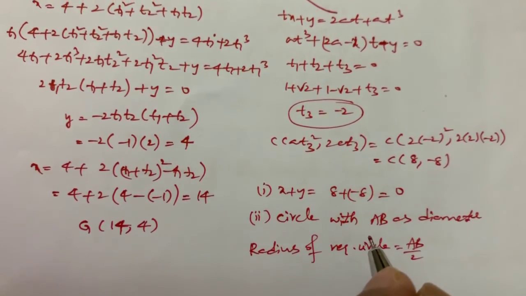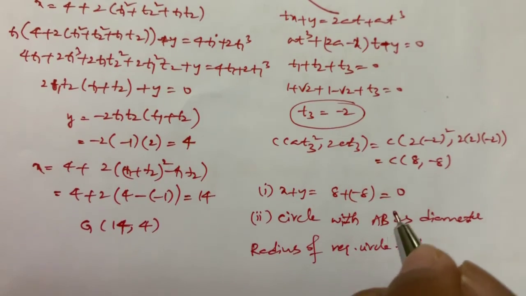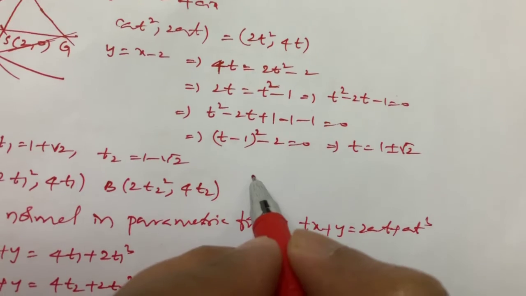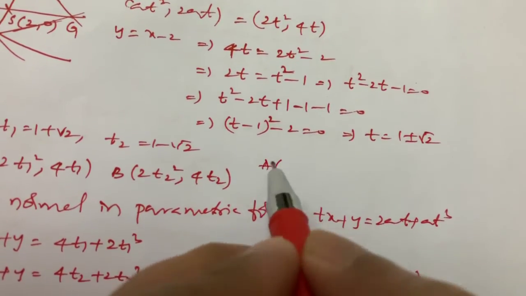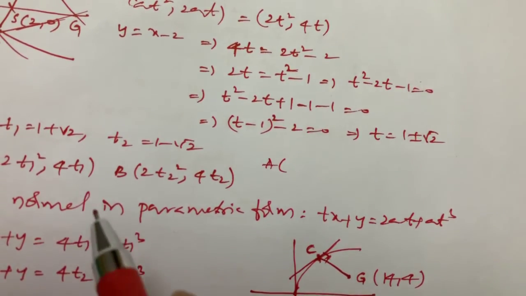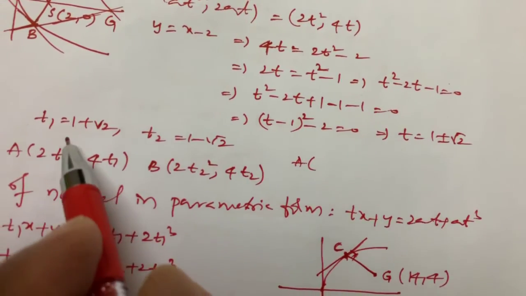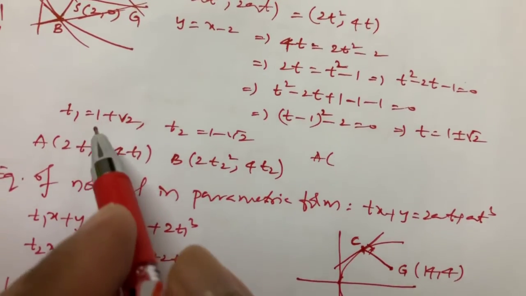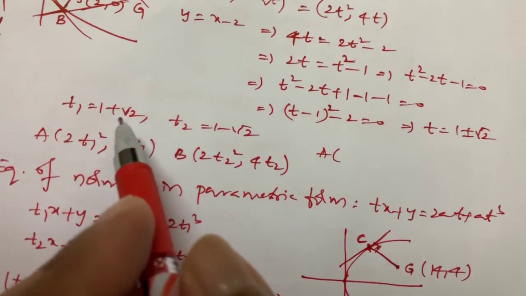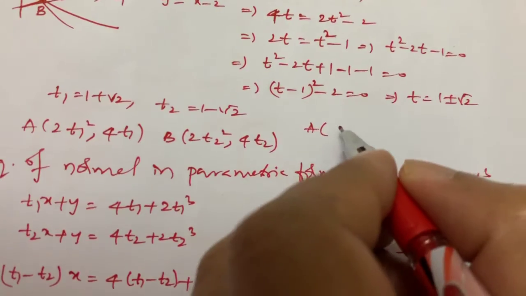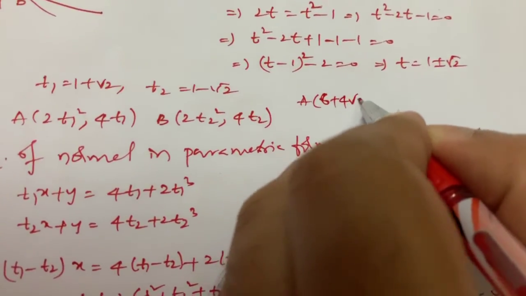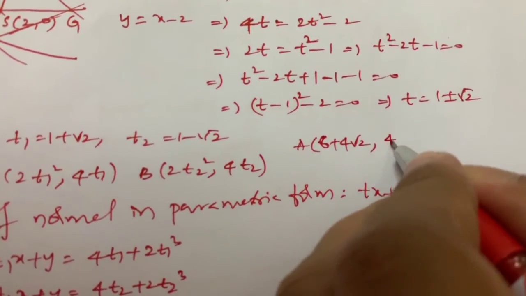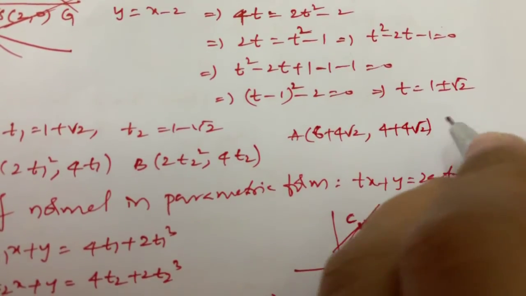So if I calculate the points, here we will calculate the points. A is 2t1 square comma 4t1. So t1 is equal to 1 plus root 2. If I simplify that, t1 square will be 1 plus 2 plus 2 root 2, so this is 3 plus 2 root 2, into 2. 6 plus 4 root 2 is the x coordinate of A. So 4 plus 4 root 2 is the y coordinate.